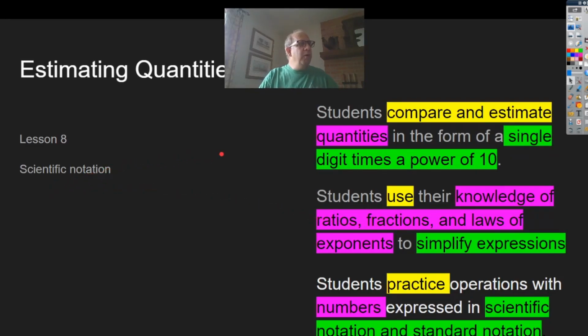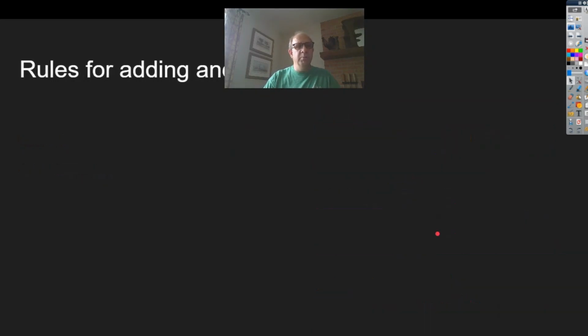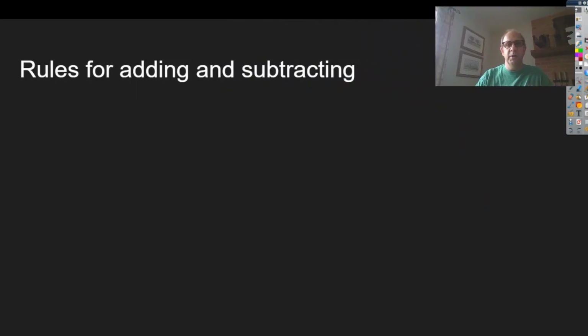So we are going to move on and keep going in lesson 8. We're going to add and subtract numbers now. So here are the rules for adding and subtracting numbers.